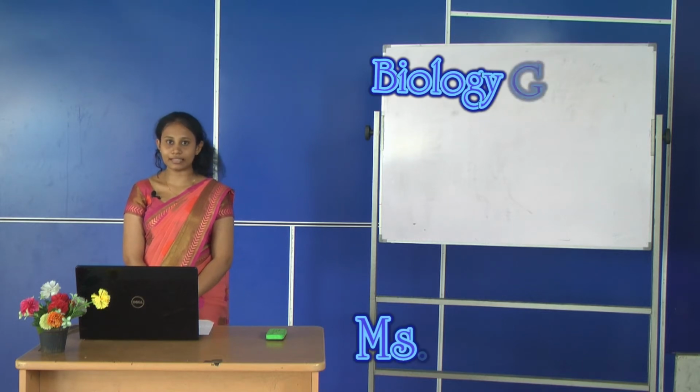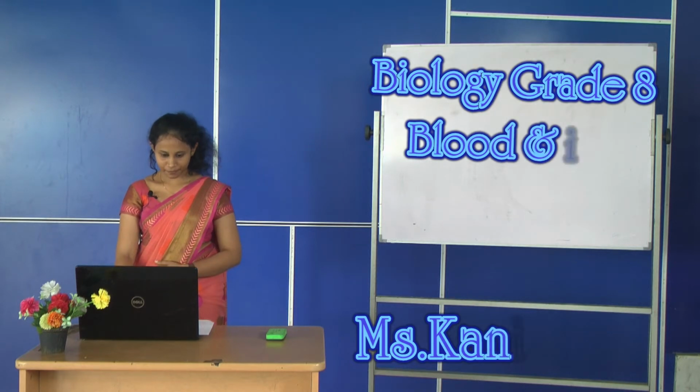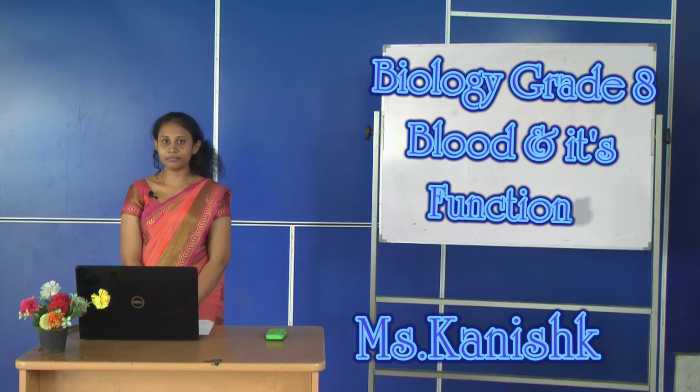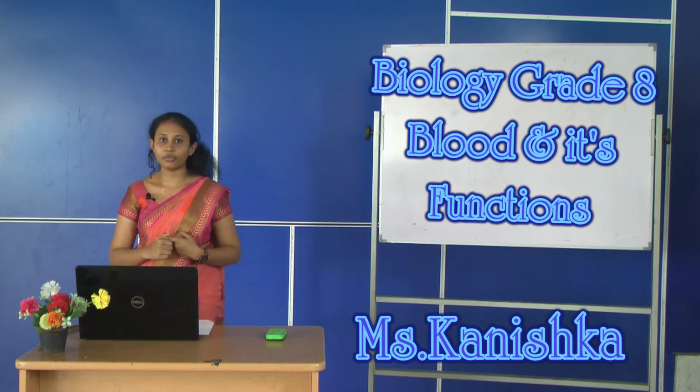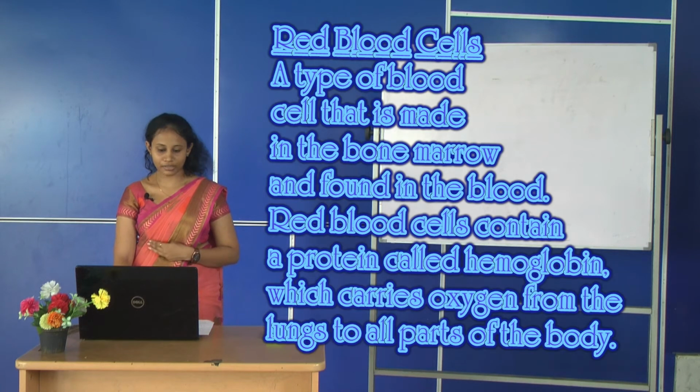Today we are going to discuss the topic blood and its functions. When we consider the human blood circulatory system, it consists of three main parts. One is the heart, which acts as the pump. The second one is the blood vessels, which carry the blood around the body. The blood vessels are arteries, veins and capillaries. And finally the blood, which is the transport medium.